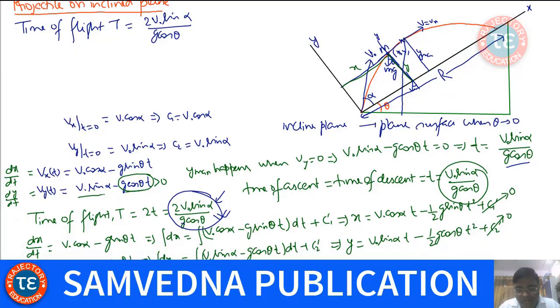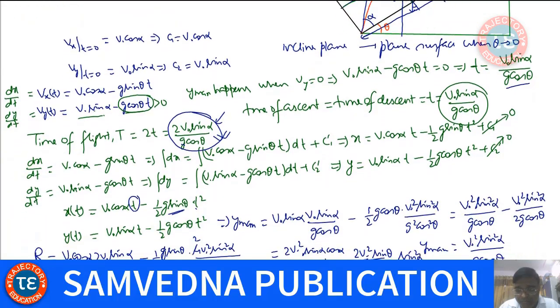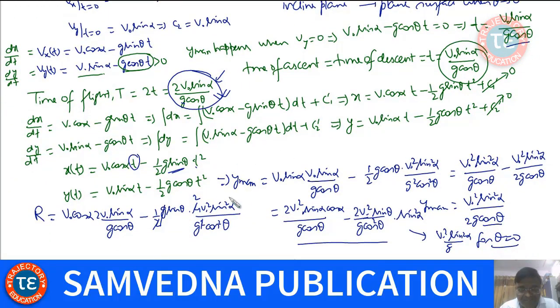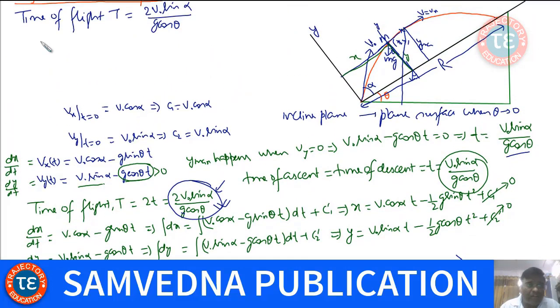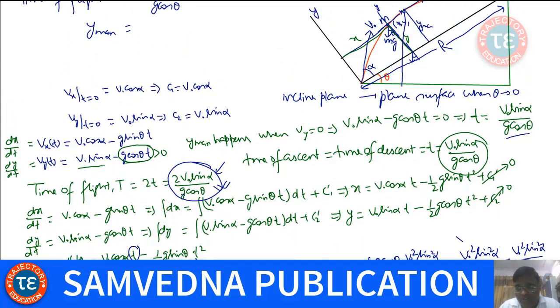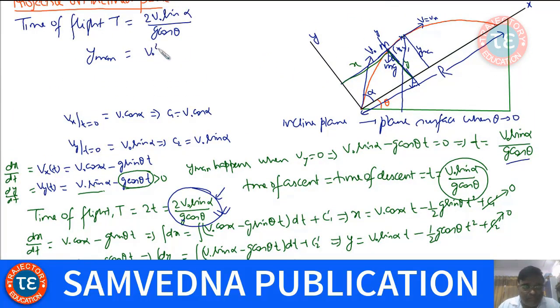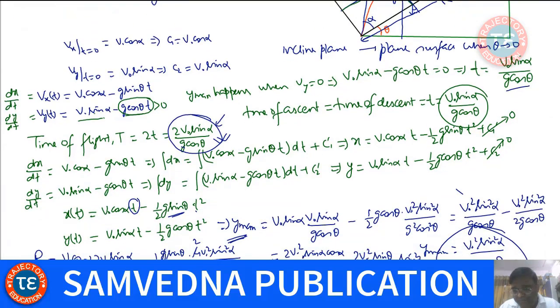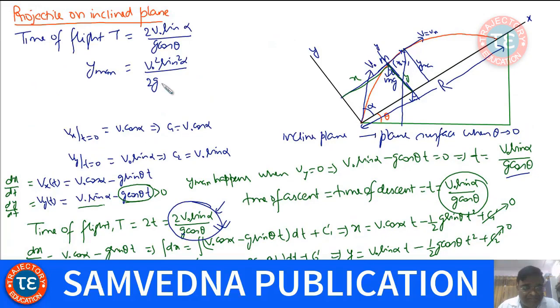Then we found Y max. We found this Y max, and Y max was this: maximum height from the inclined plane, that is V naught square sine square alpha upon 2g cos theta.